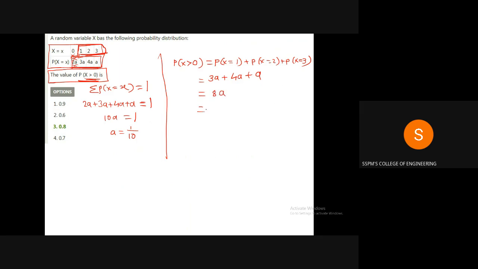This is the total. But we know the value of a now. So what is the value of a? It is 1 by 10. So 8 into 1 by 10 is 0.8. So 0.8 is the correct option here. Okay.